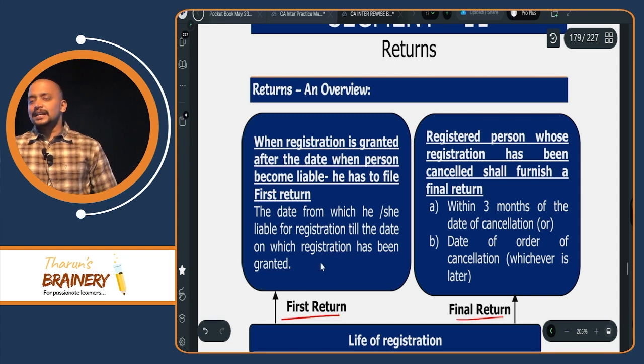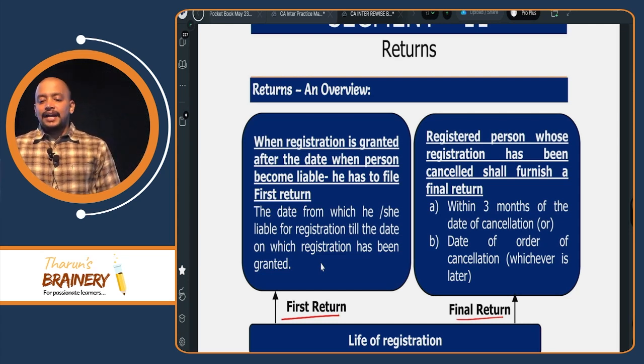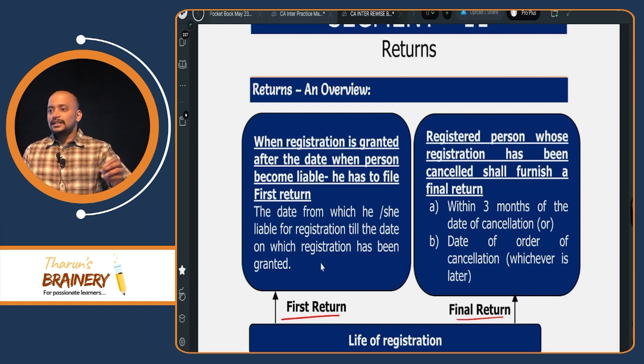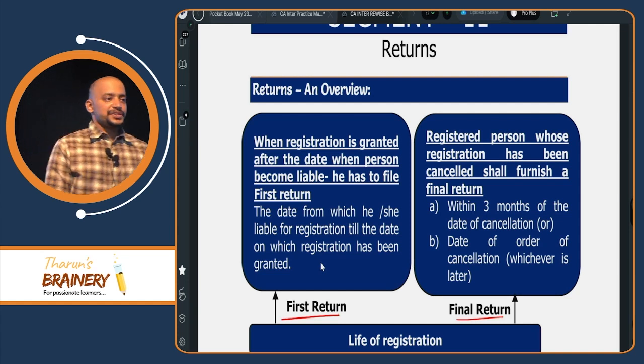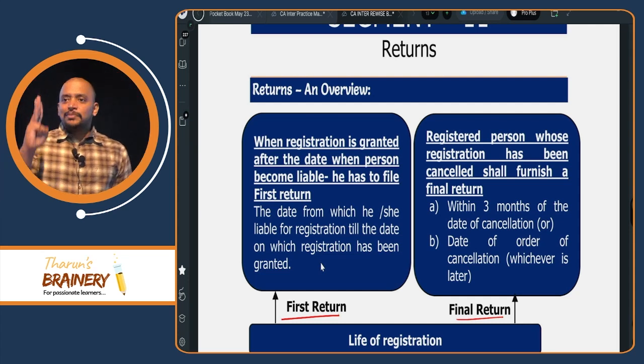Then final return. The final return is in GSTR 10, and that final return needs to be filed within a time limit that already we discussed while discussing registration. What is the time limit by which we need to file final return? 3 months from the date of cancellation.